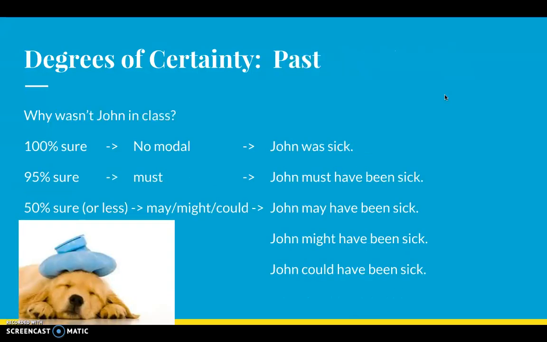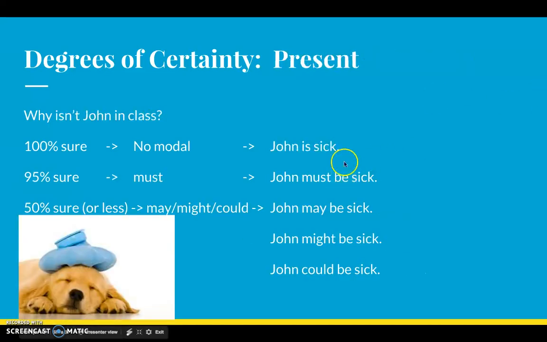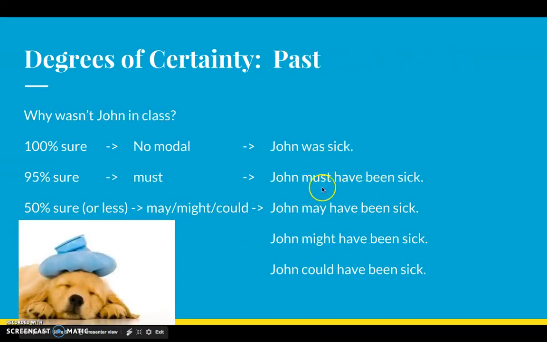If we want to express degrees of certainty in the past, they look very similar to degrees of certainty in the present, but let's look at them. So why wasn't John in class? Again, if we're 100% sure, we'll say was, like John was sick. If we're 95% sure, we'll use must. But instead of must be, the form will change to must have been.